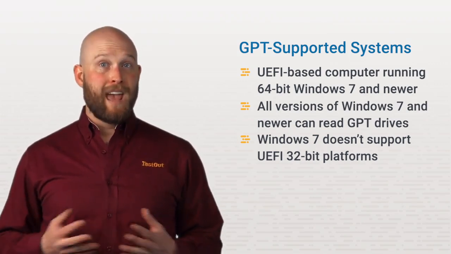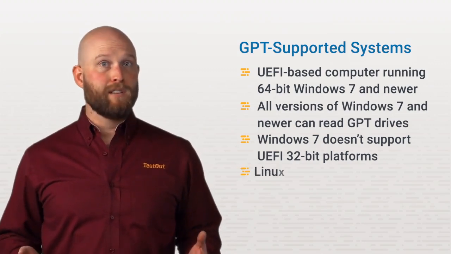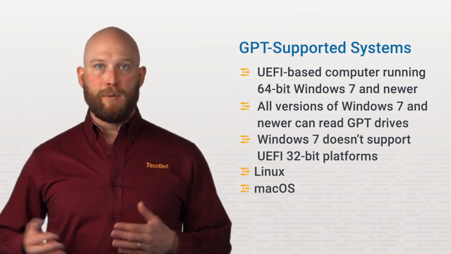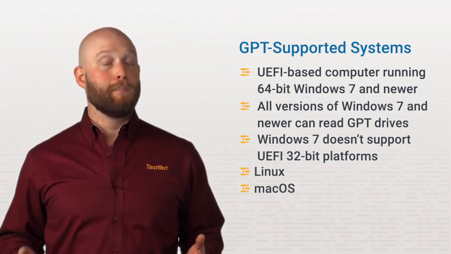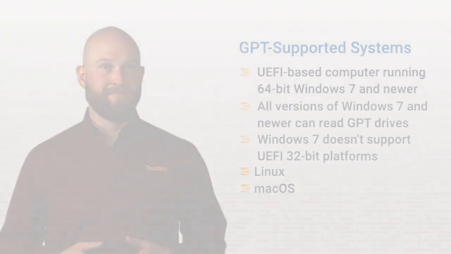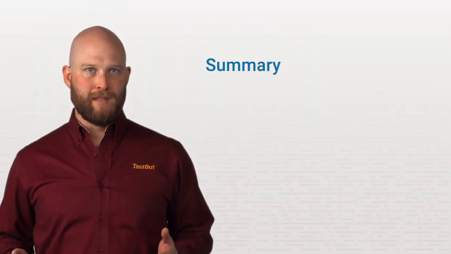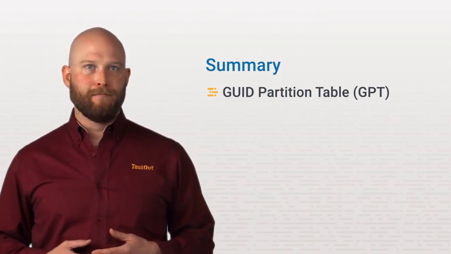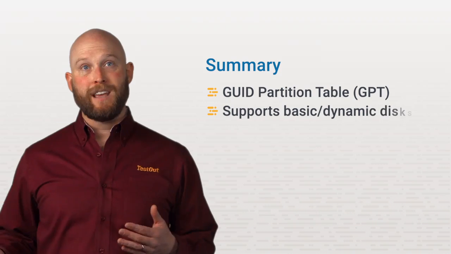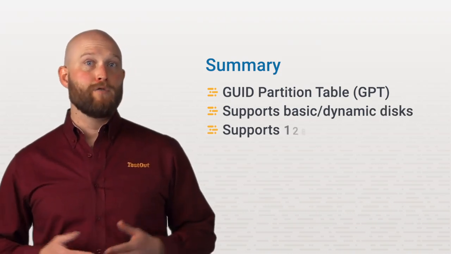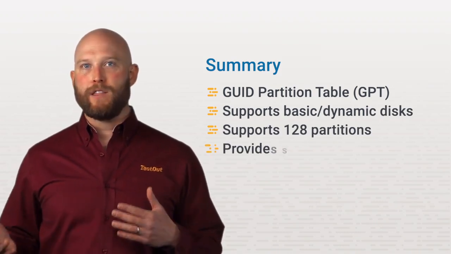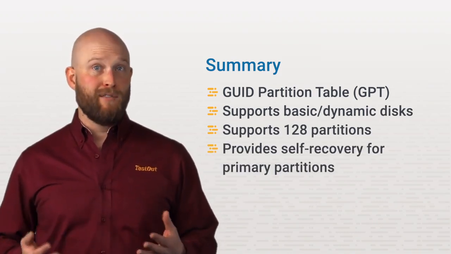Other operating systems can use GPT. Linux has built-in support for GPT. Apple's Intel Macs no longer use the Apple Partition Table, or APT scheme, but use GPT instead. So let's review some important things about GPT partitioning. GPT is a new standard that's gradually replacing MBR. With GPT, you can have basic and dynamic disks and 128 partitions that hold more space. GPT also aids in the recovery of your primary partitions if they become corrupted.